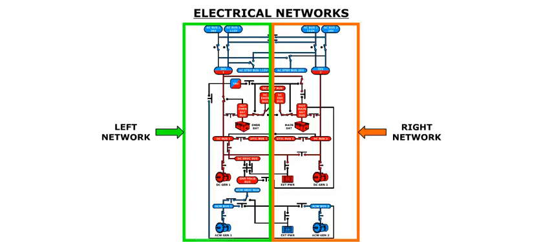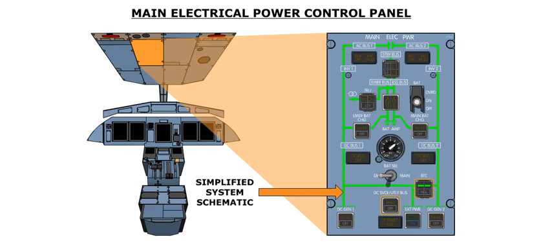The electrical system is divided into the left and right networks. These 2 networks normally operate independently, but can be connected together through bus-tie contactors in the event of a failure. The controls and indicators for the electrical system are found on the main electrical power control panel located on the overhead panel. A simplified schematic of the electrical system is etched into the panel.